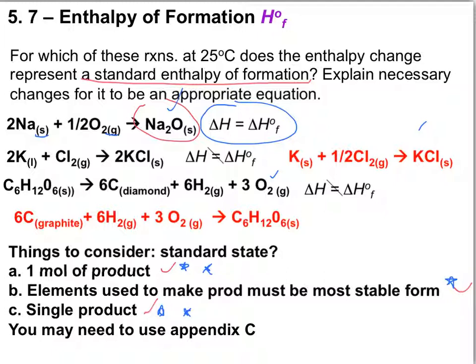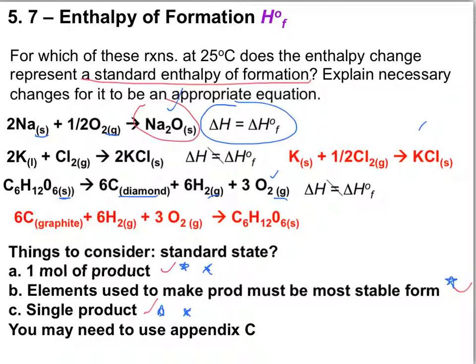Okay, then we also need to look at the standard states, right? We could use appendix C, as I've been saying, or we could just kind of get an idea. In this case, we'd probably have to look at appendix C in order to establish this one. But H2 is a gas at room temperature, O2 is a gas at room temperature. Okay, diamond, right? That's not the most stable form of carbon. And this sugar right here is definitely going to be in a solid state.